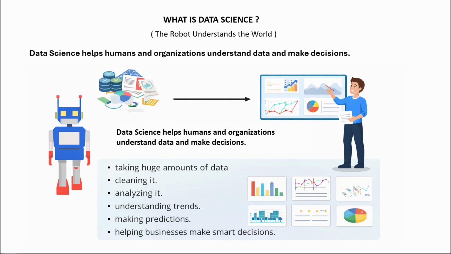Data science means taking huge amounts of data, cleaning it, analyzing it, understanding trends, making predictions, helping businesses make smart decisions. For example, your robot analyzes your business and tells you people buy more ice cream in summer. Weekends have more customers. This product sells less, remove it. That is data science. So simply, AI makes the robot smart. ML teaches the robot using data. DL teaches the robot deeply using neural networks. And DS uses data to understand the world and make decisions.